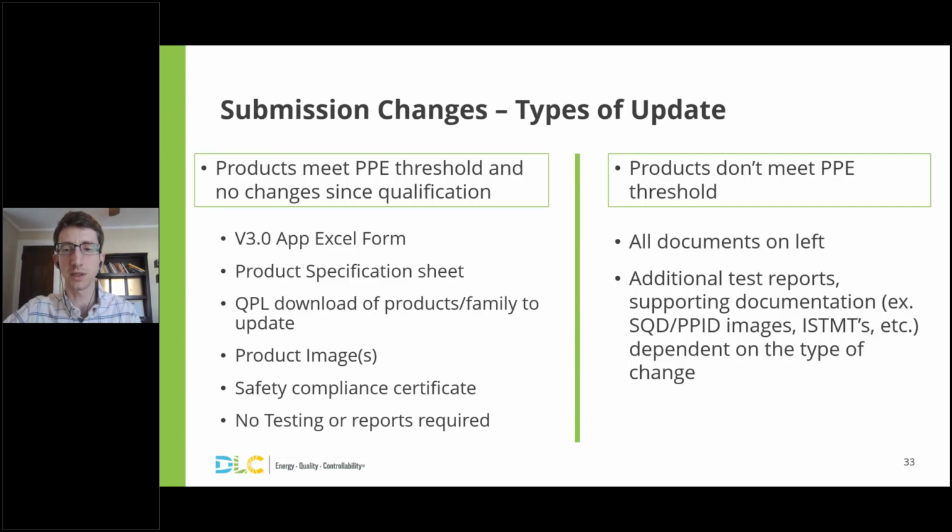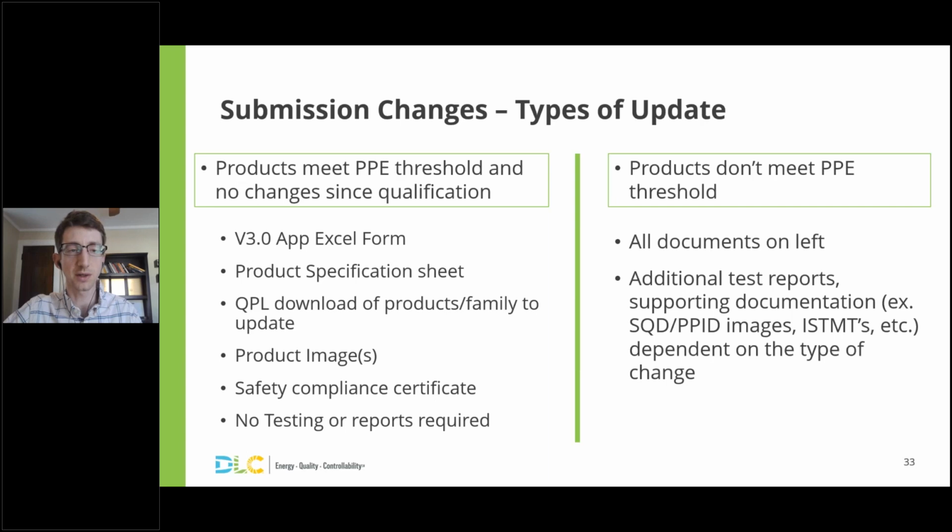I briefly touched upon this earlier, but wanted to dive a little deeper into the different types of updating from version 2.1 to version 3.0. Two main categories. So you could have your 2.1 product that meets the PPE threshold of 2.3 micromoles per joule, and there are no changes since you've qualified that product.